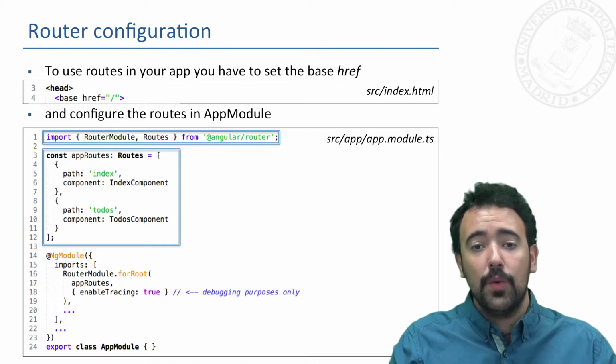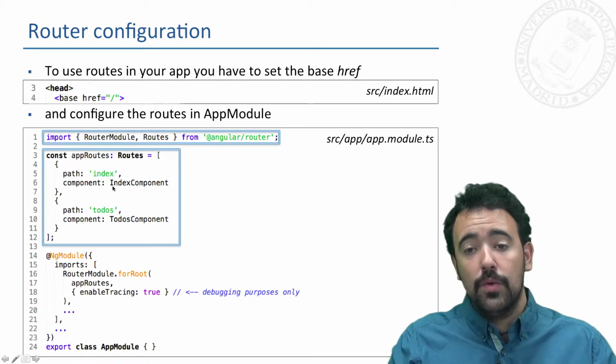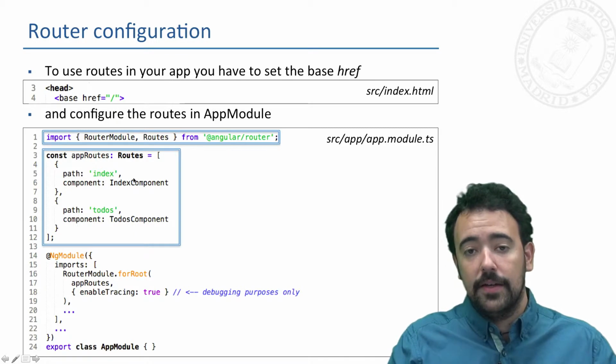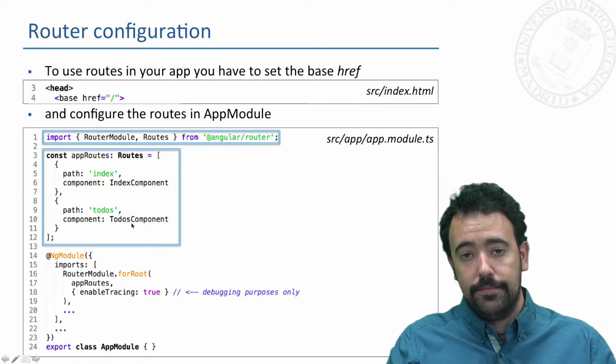As you can see here, we have just to configure the path we want to handle and the component we want to render when the user navigates to this specific path. So in this case, we have configured just two paths: the index that will render the template of the index component, and to-dos that will render the template of the to-dos component.